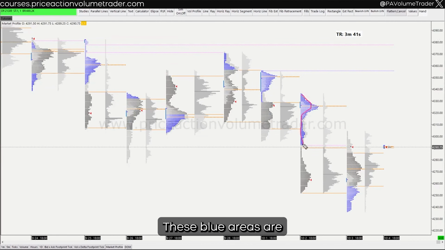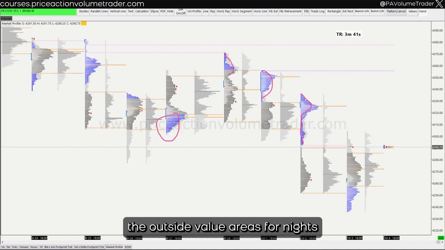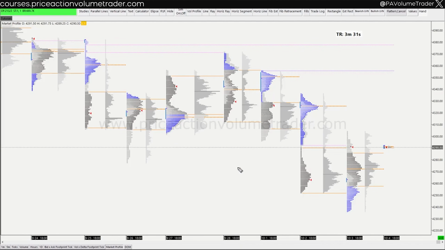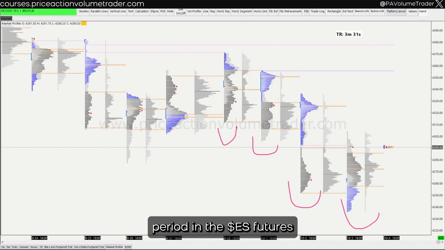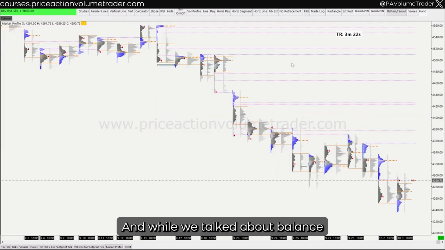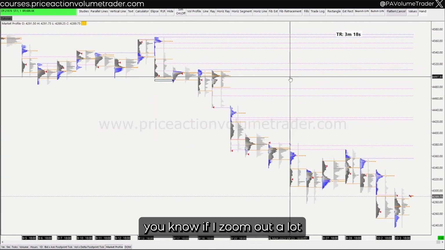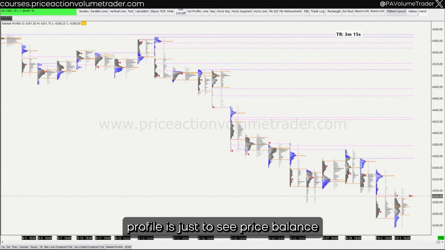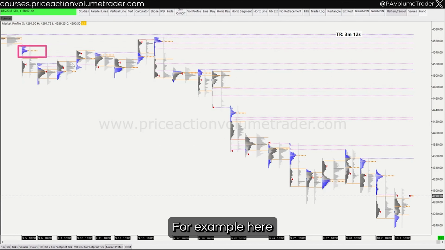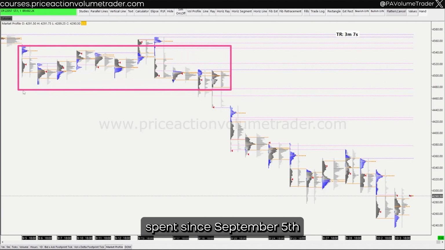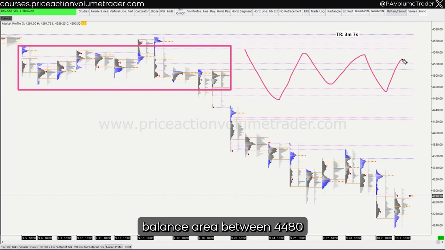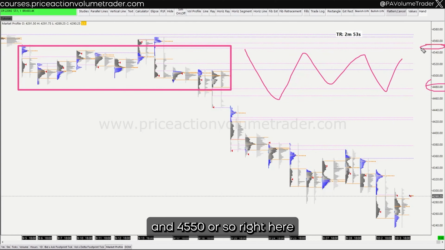These blue areas are the outside value areas for nights, but ignoring the colors, basically now each one of these market profiles is a whole 23-hour period in the ES futures. And what we talked about, balance: if I zoom out a lot, what I like to see with market profile is just price balance. For example, here we can see that price, since September 5th up until September 18, was right in a pretty large balance area between 44.80 and 45.50 or so right here.